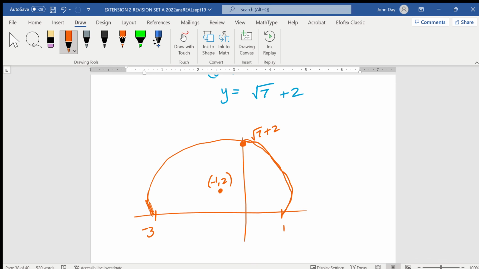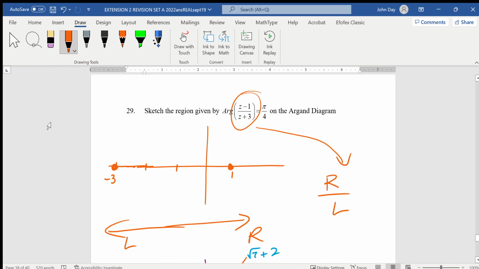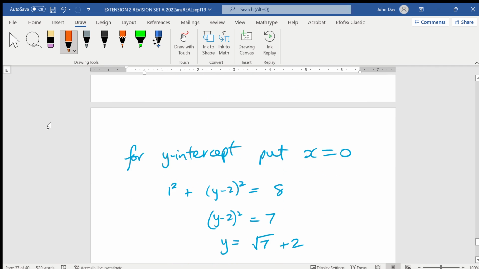Now, an important point to make here is that you can't get an argument of 0, so you need to actually have open circles at either end there on the axis. So I've got my 2 open circles there at the end of the segment part of the circle, and root 7 plus 2 is up there where it goes through the y-axis, and we have our picture, we have our sketch of z minus 1 over z plus 3 equals pi on 4.